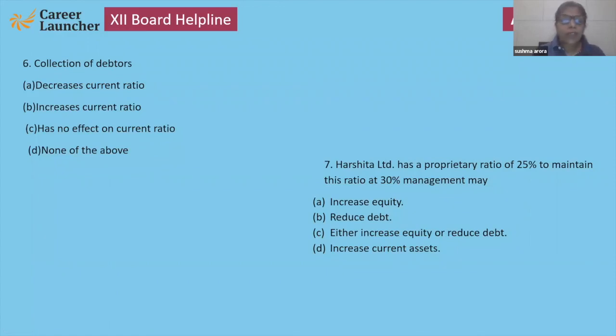Collection of debtors: decrease the current ratio, increase the current ratio, has no effect on current ratio, or none of the above? Yes, children, I want to tell you something about how to do these type of questions. Collection of debtors means cash plus and debtors minus. So one current asset is increasing, another is decreasing. So we can say no effect.